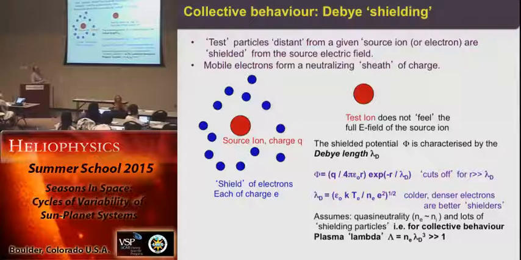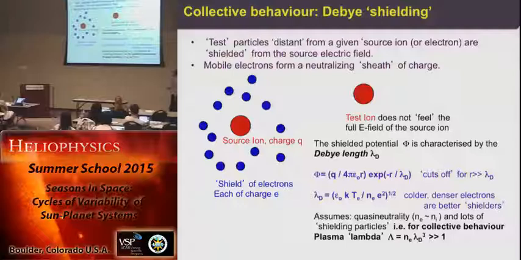And we can calculate the characteristic length scale that this sheath of electrons will acquire, the length scale of the density of that sheath or shield of electrons. And it turns out that that's known as the Debye length, lambda d. So the electric potential falls off exponentially with the scale length, lambda d, from the source ion. And effectively, it's shut off for radial distances which are very large compared to lambda d. Lambda d itself depends on the temperature of the shielding particles and their density. So colder, denser electrons are better shielders because they form a structure with a shorter length scale. Hence, it will cut off at shorter radial distances.